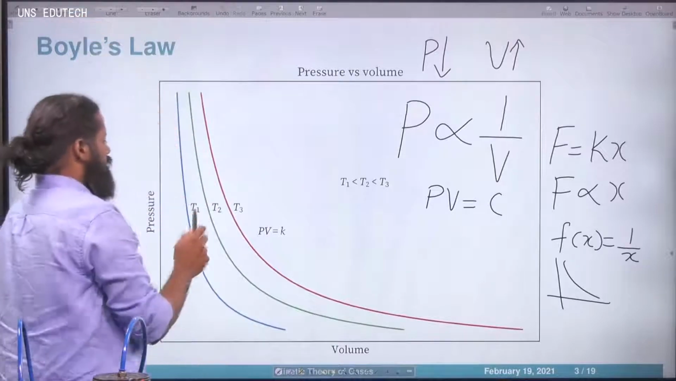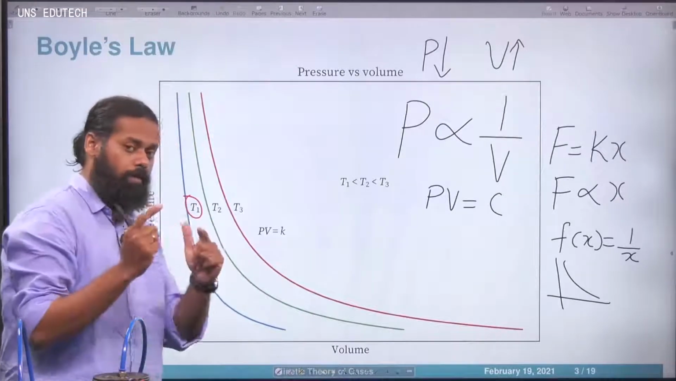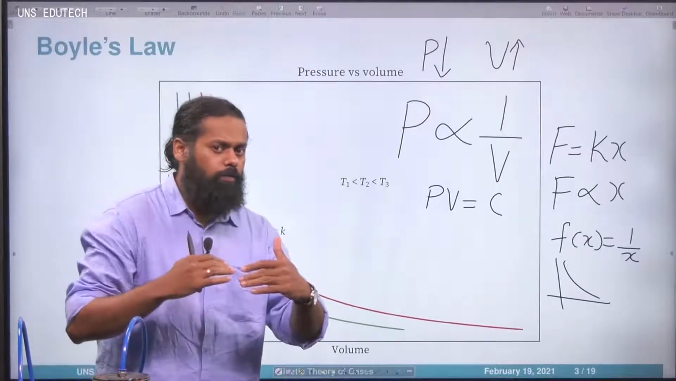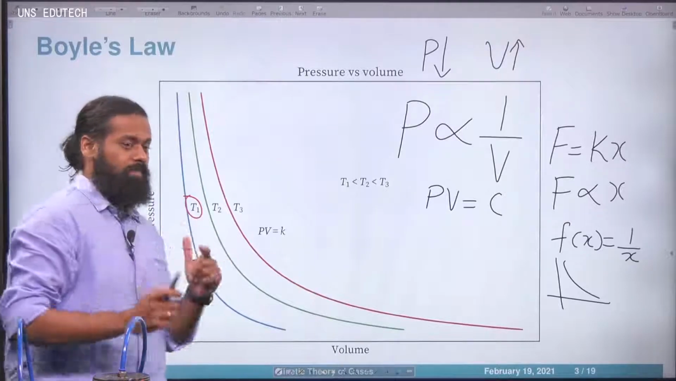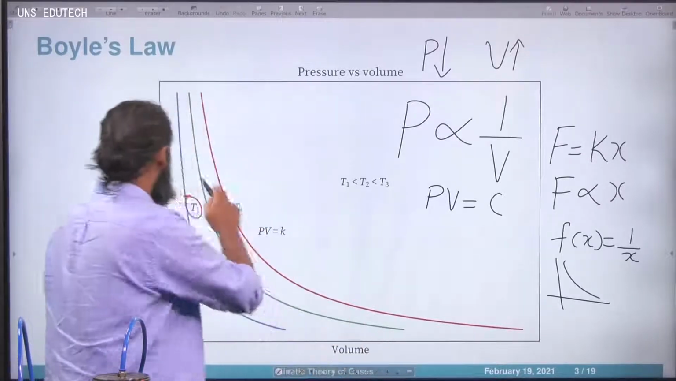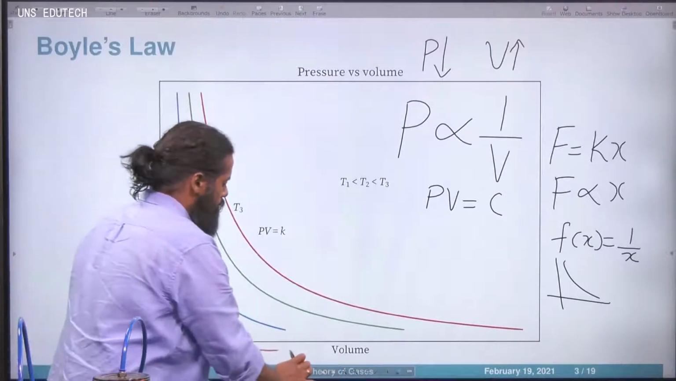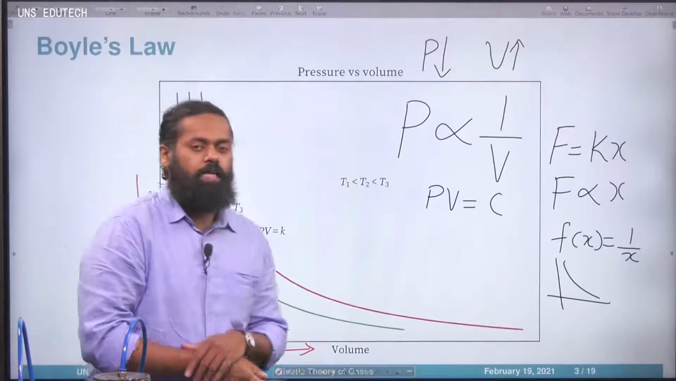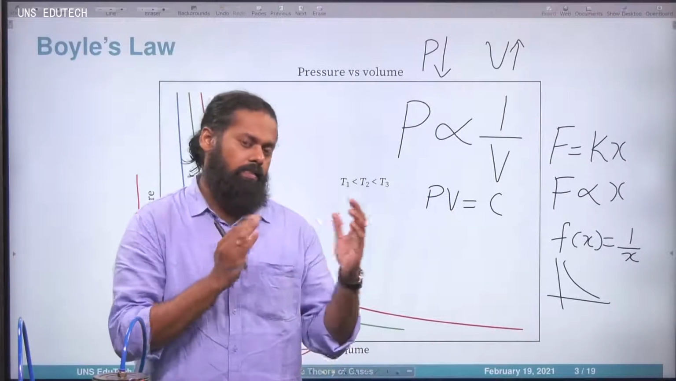Remember, right now we are focusing on one particular temperature. In the room we are assuming that the temperature is constant, so T1 is the temperature. At that temperature, you can see that as you reduce the pressure, the volume is increasing. This physical phenomenon is called Boyle's law, or this is summarized as Boyle's law.